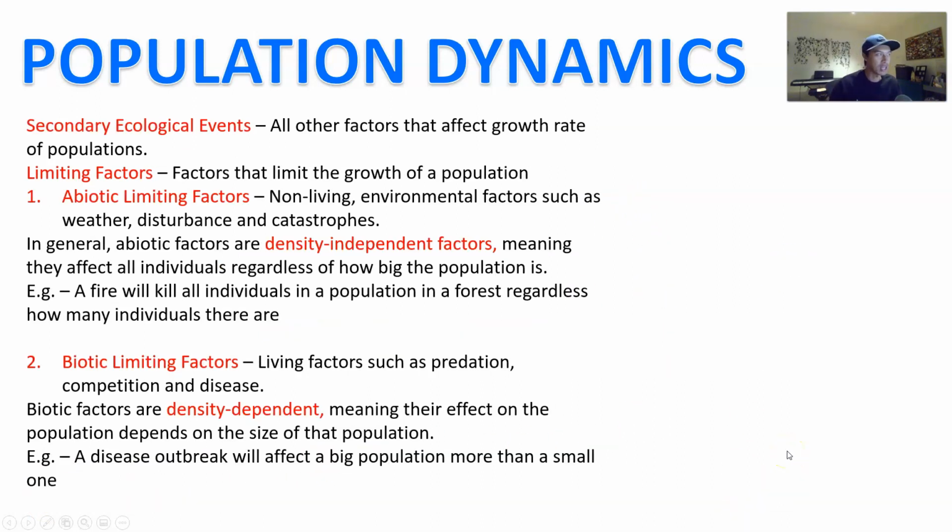Now, you also have secondary ecological events. Secondary ecological events are all the other stuff that's going to then affect the growth rate. That includes your limiting factors that are going to limit the population growth of a population, and the abiotic and the biotic limiting factors are all going to have a significant effect, okay?